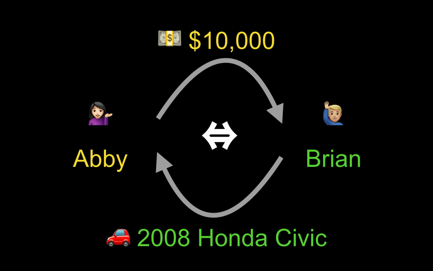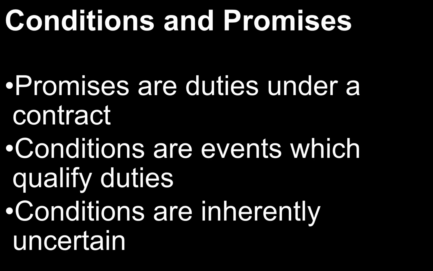As a quick reminder, if Abby simply promised to give $10,000 to Brian and expected nothing in return, that would be a gratuitous promise, not supported by consideration. So again, we see there are two promises in Abby's offer: her promise to give Brian $10,000 and his return promise to give her his 2008 Honda Civic.